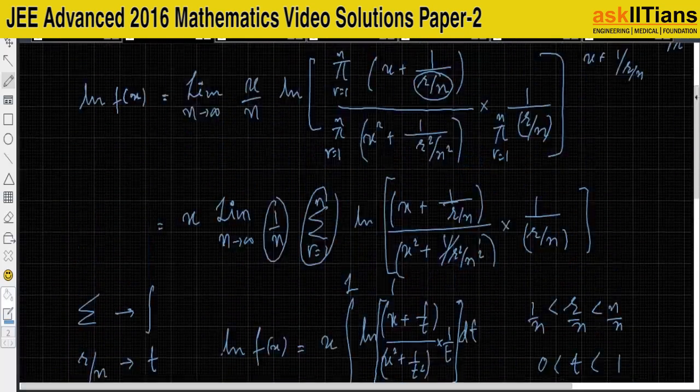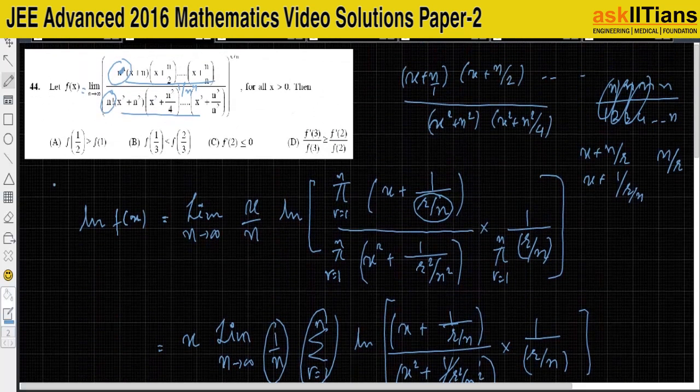Now I can check the options. Between 0 and 1 the function is increasing, so these two values are between 0 and 1. So 1 is greater than 1 by 2, so f of 1 should be greater than f of 1 by 2, right? So this option is not correct. Option A is not correct, right? And here 2 by 3 is greater than 1 by 3, so obviously f of 2 by 3 should be greater than f of 1 by 3. This is correct. Option C is f'(2).